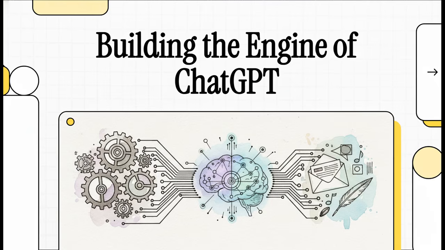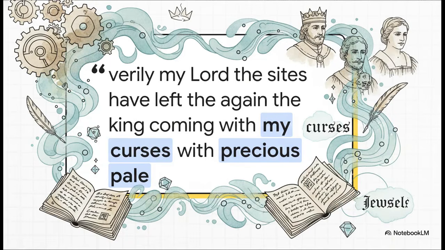Have you ever really wondered what's going on inside a model like ChatGPT when it's writing an email or coming up with a poem? Well, today we're going to peek under the hood. We're actually going to build a simple version from scratch just to see how that core engine really works. So let's dive in.